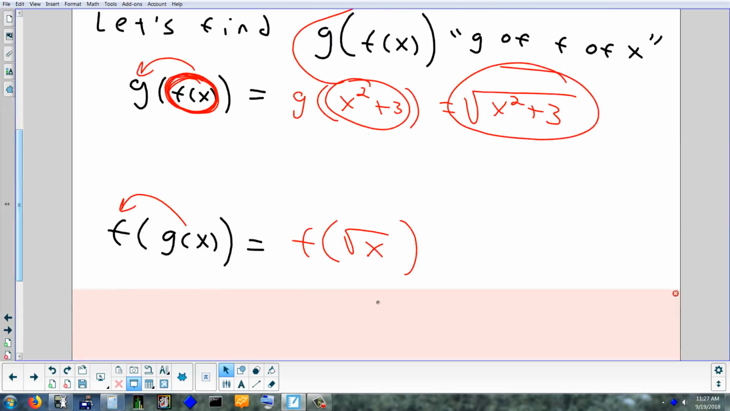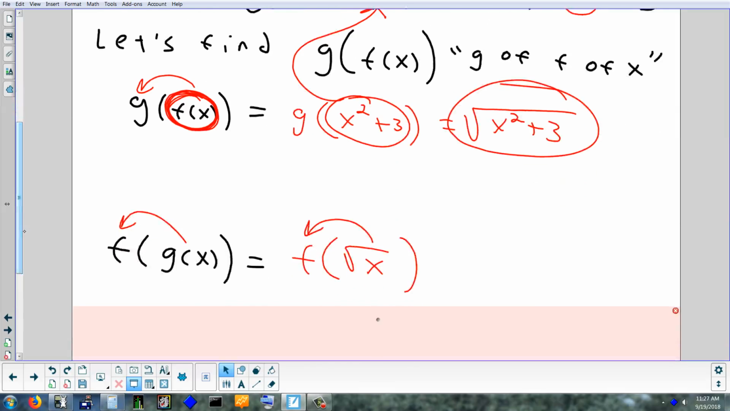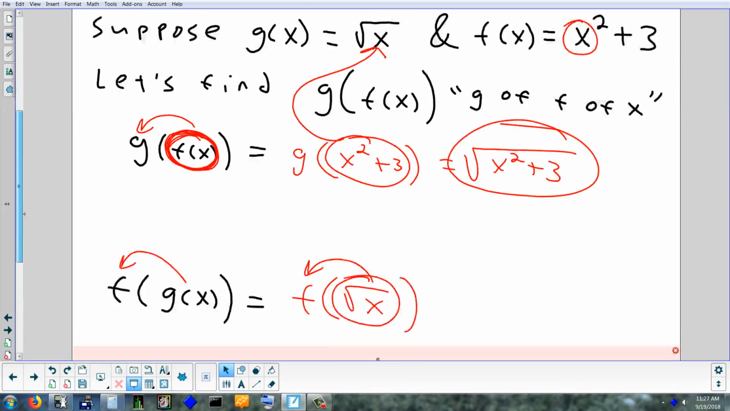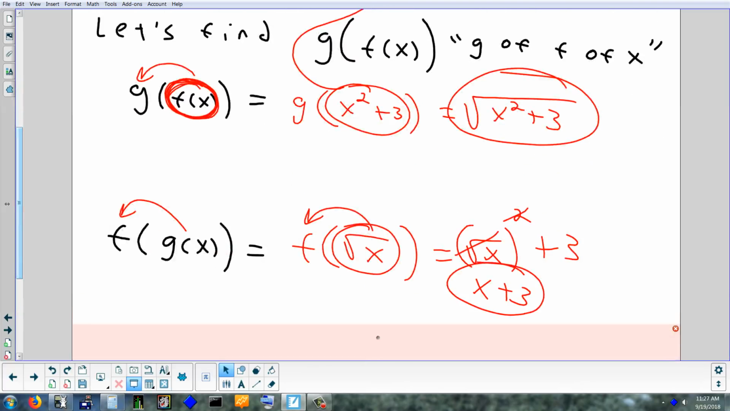Okay, so you're going to look at function f, and everywhere you have a variable, replace it with that. So I'm going to go up, I'm going to look at function f. Everywhere that I have a variable, I'm going to plug in what they're telling me. Square root of x. So I get the square root of x squared plus 3. What's going to happen there? The square root and the square cancel each other out. And your answer is just x plus 3.